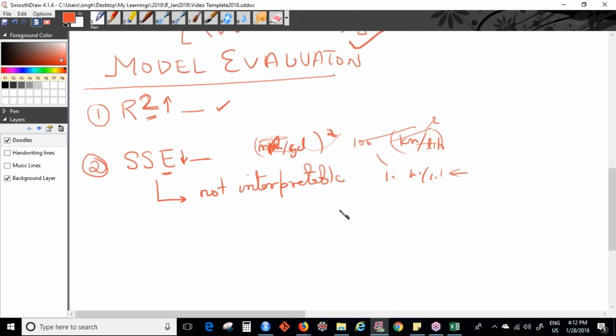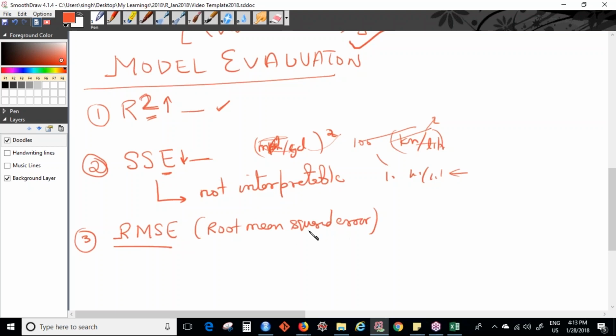Okay. So what do we do then? We will have to somehow make the units miles per gallon, instead of miles per gallon whole square. So how can we make the units interpretable? For that we have another error parameter which is known as RMSE, root mean squared error. This is another error parameter. Why do we use this? Because SSE is not interpretable. So we use another error parameter. Have you heard this word somewhere?